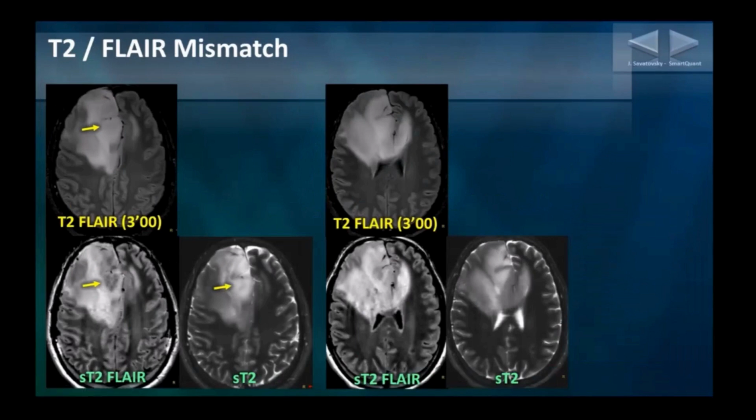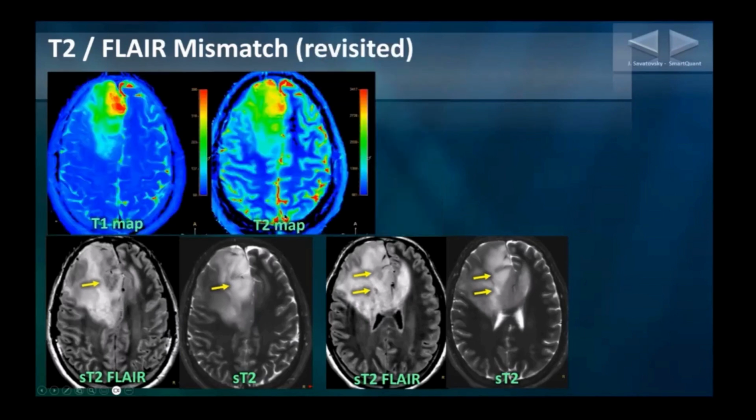So what we have found interesting is that if we compare the conventional 3D FLAIR that we get and the synthetic T2 FLAIR, we see some slight abnormalities that were not seen on our conventional FLAIR sequence. And if you look closely at the synthetic T2 and the synthetic FLAIR, you see that the areas with the arrows show a T2 FLAIR mismatch, which means the T2 signal is high and the FLAIR signal is low, and you can see it in other areas here. And actually the T2 FLAIR mismatch is a very important diagnostic clue in that case.